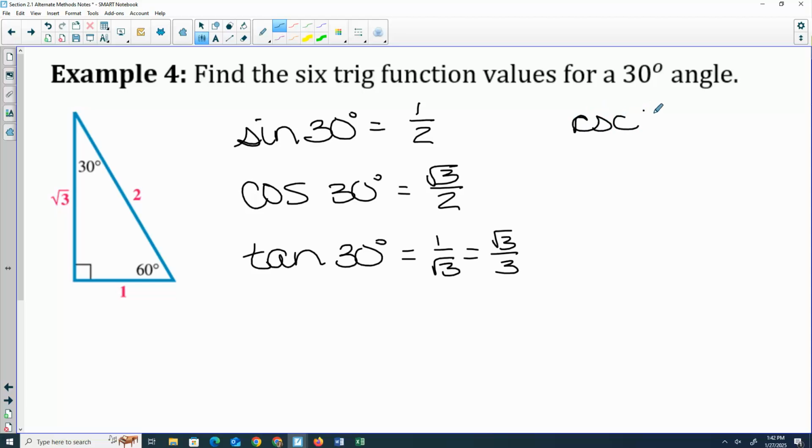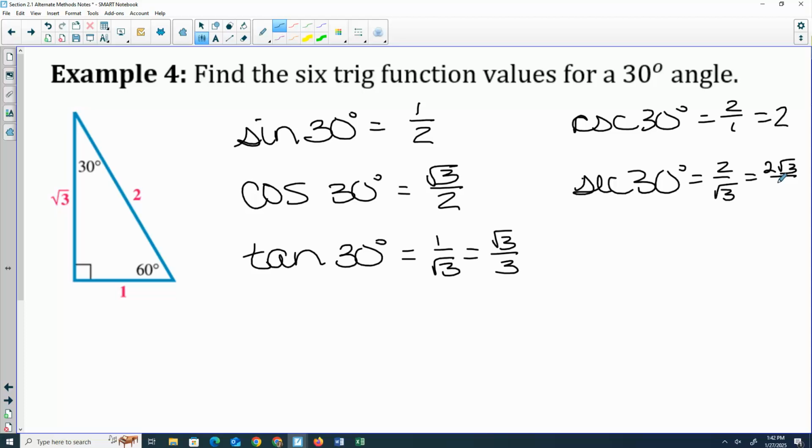So the cosecant of 30 degrees is 2 over 1 or 2. Reciprocal of cosine is secant. So the secant of 30 degrees is 2 over radical 3 or 2 radical 3 over 3.